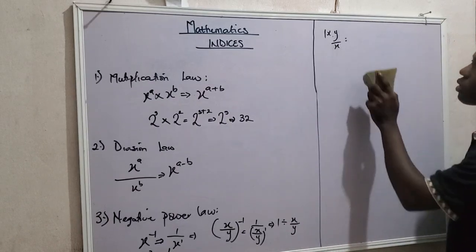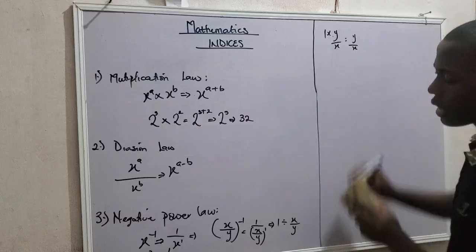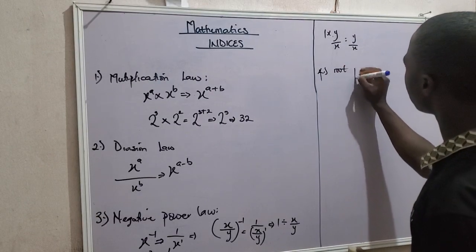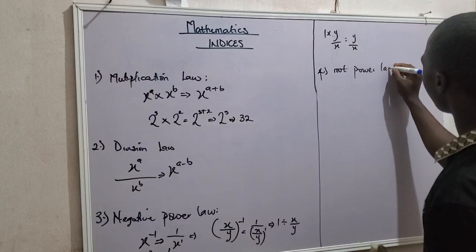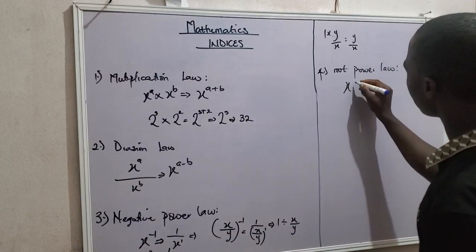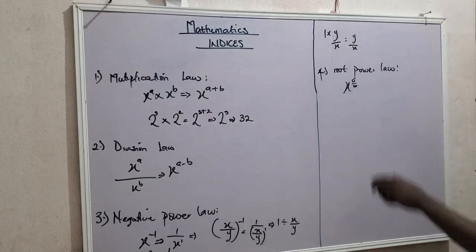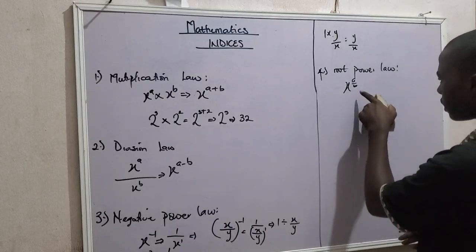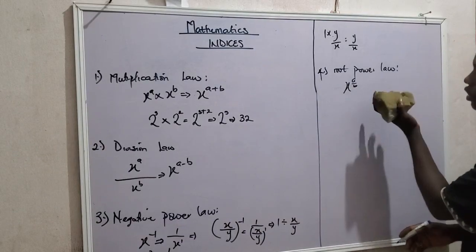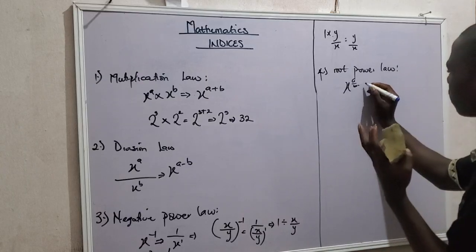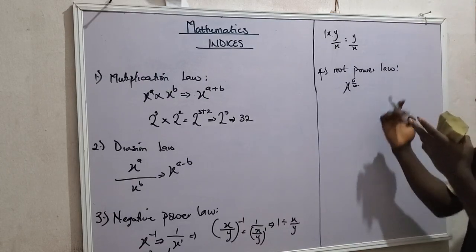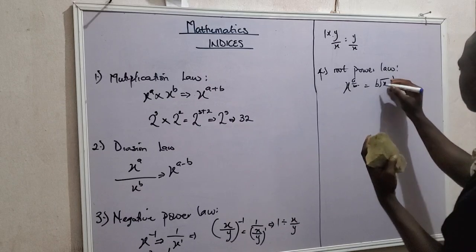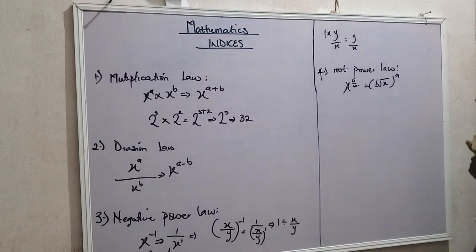So now, next law of indices, let me just leave this here. The next law of indices we have is the power law of indices. Now, if we're having an expression like this, whereby x is raised to a fraction power, the denominator of the fraction is known as the root power. So we're having the b-th root of x, raised to the power of a. This is what the root power law states.